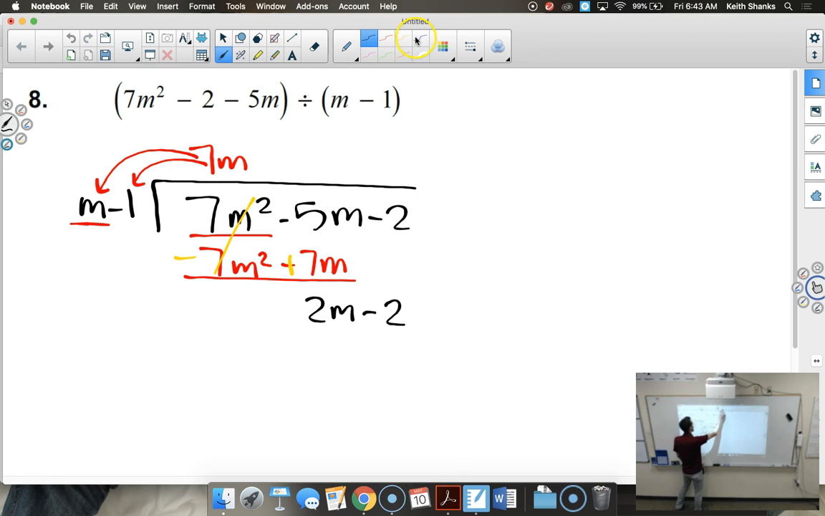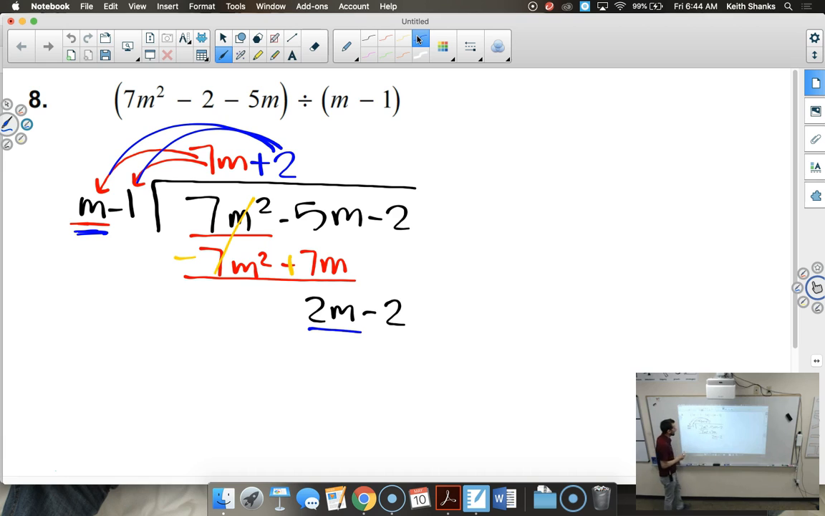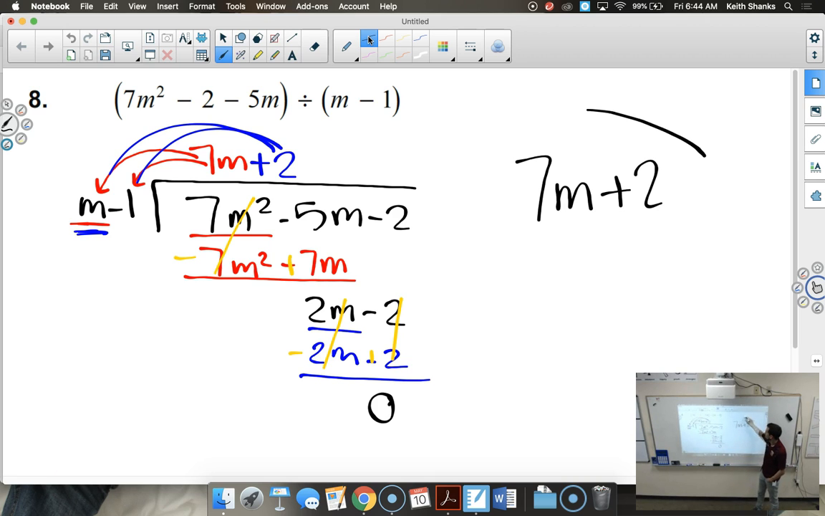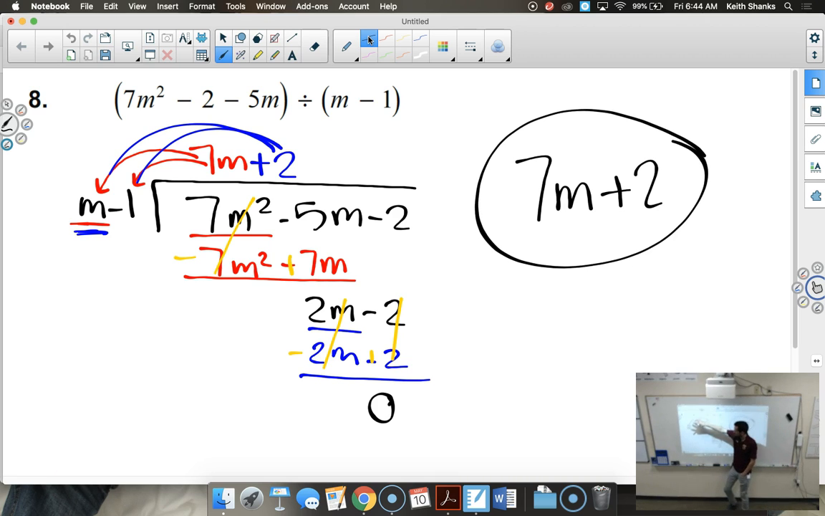Then I ask myself again, what do I multiply this by to get 2m? And that's going to be a positive 2. We do the same thing, like the distributive property, right? So we get 2m. 2 times negative 1 is negative 2. Then, again, add a line, change the signs. These are both going to cancel out, and I get a remainder of 0. So my final answer is 7m plus 2. Okay? When you take 7m squared minus 2 minus 5m and divide it by m minus 1, you end up with 7m plus 2.